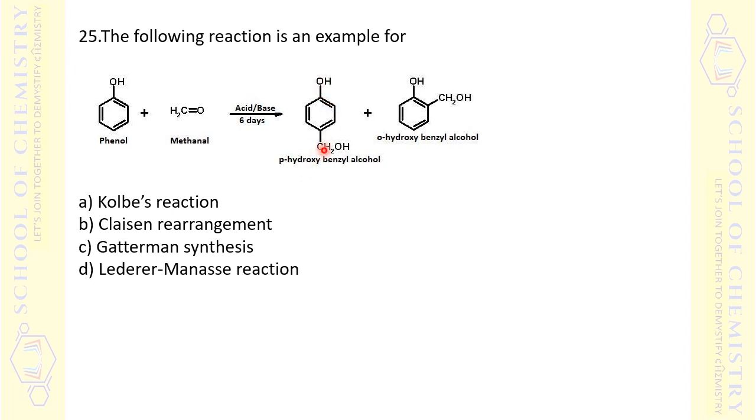Para-hydroxy-benzyl alcohol is also produced, and ortho-hydroxy-benzyl alcohol is also produced, which means this methanol is getting added to this position, and to this position also. If you look at the mechanism, this reaction is possible both in acid as well as in base catalyzed manner. So in both the mechanisms, you can definitely find why the group will attach to ortho and para position, and this is straight away the Lederer-Manasse reaction, right?